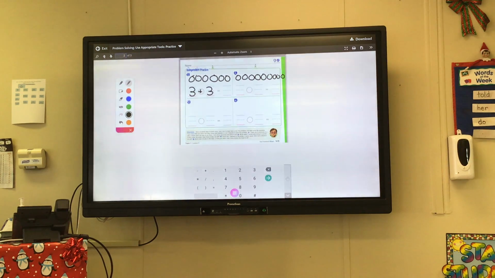Okay, so we're subtracting, right? That is subtraction. Minus sign. Okay, erase that. And make a minus. We're taking away. So we need a minus. How many do we take away? How many X's do we have? And how many are left? 1, 2, 3, 4, 5.